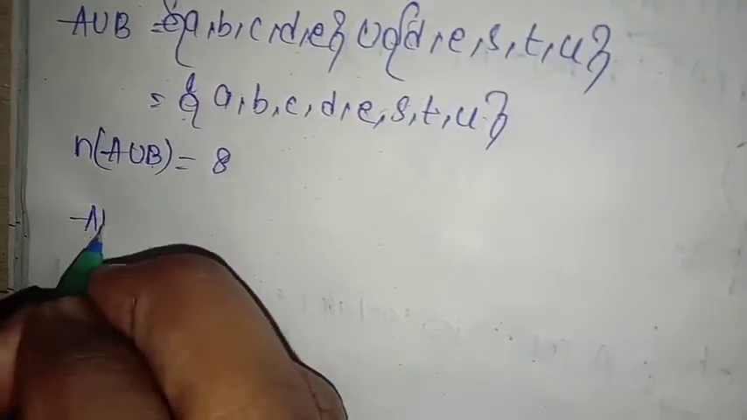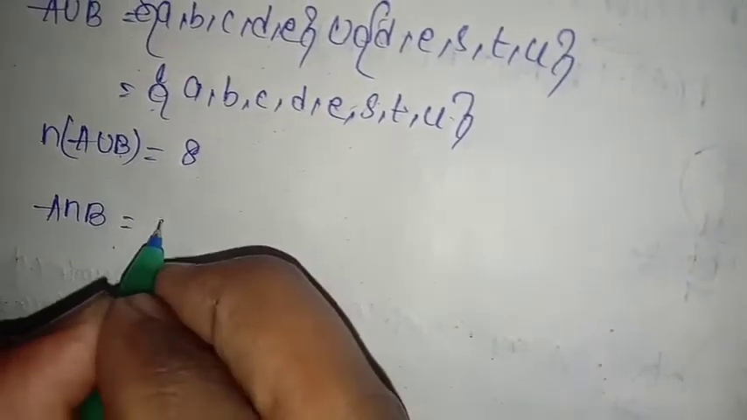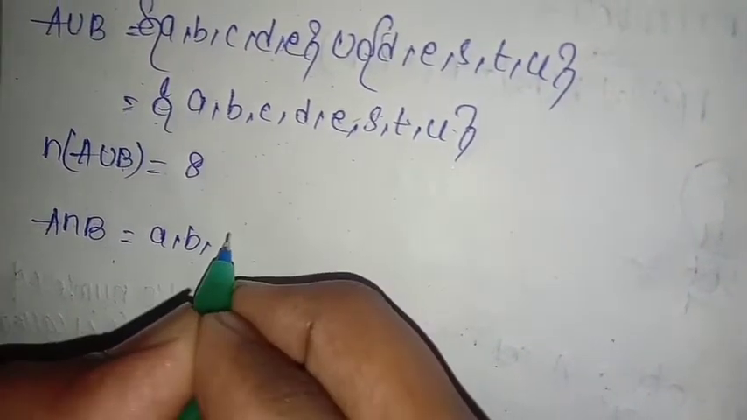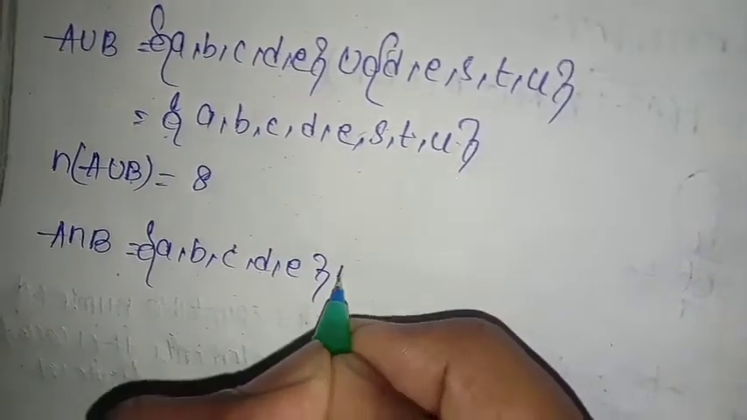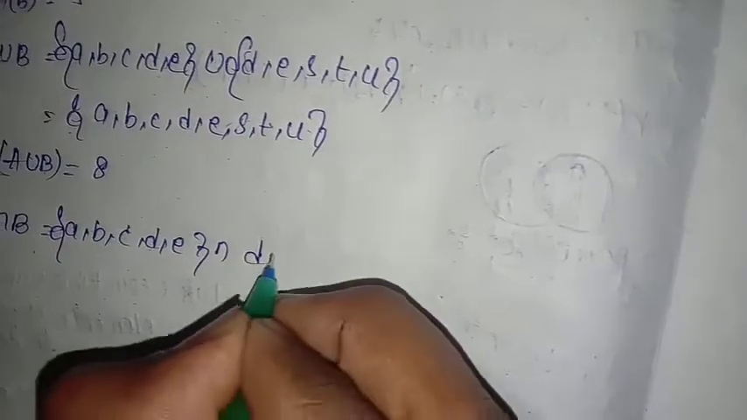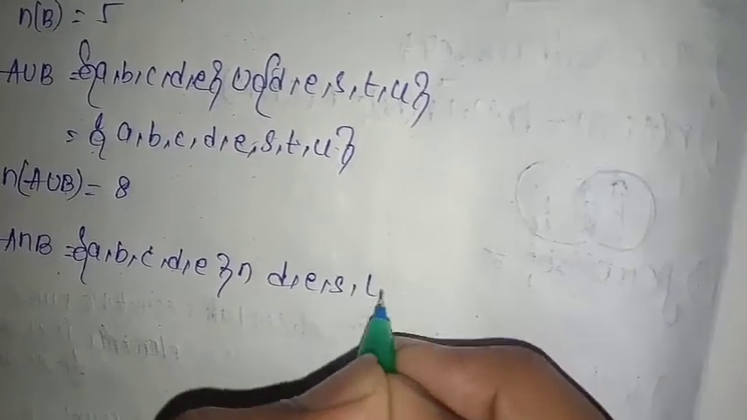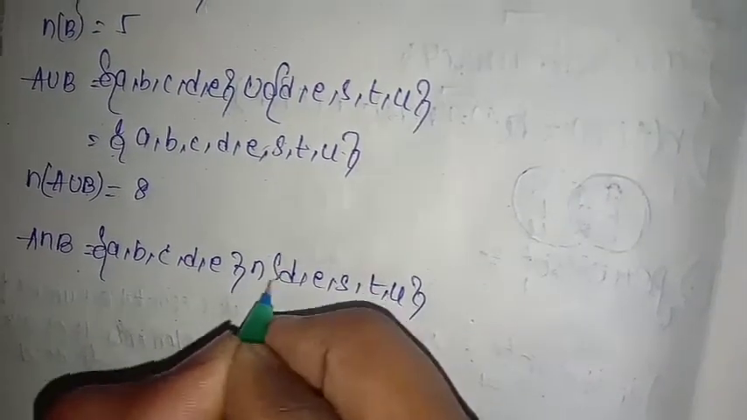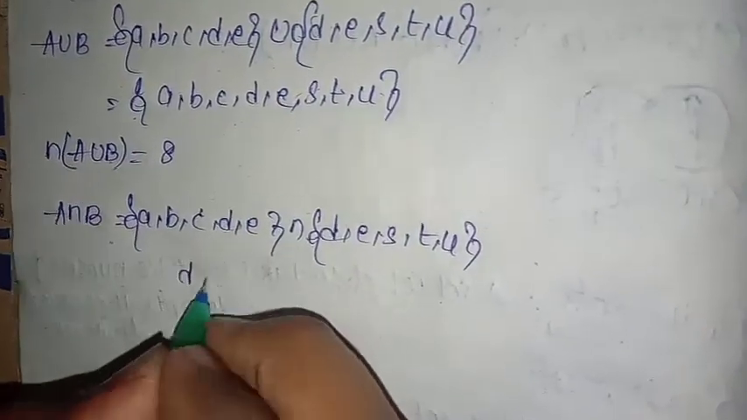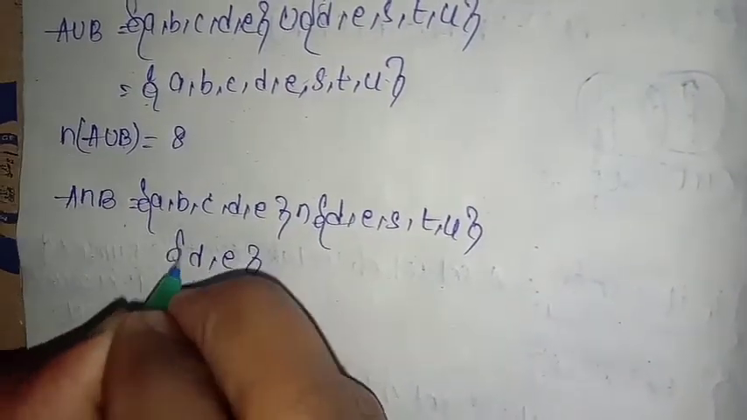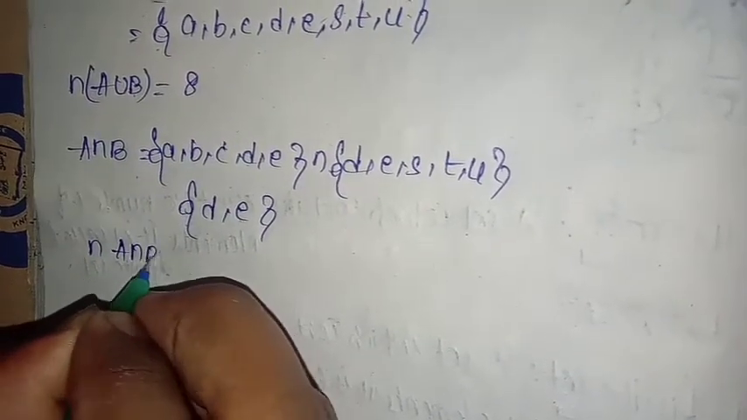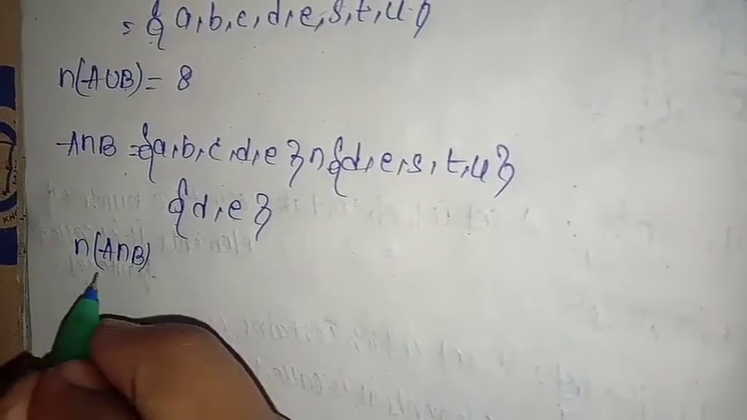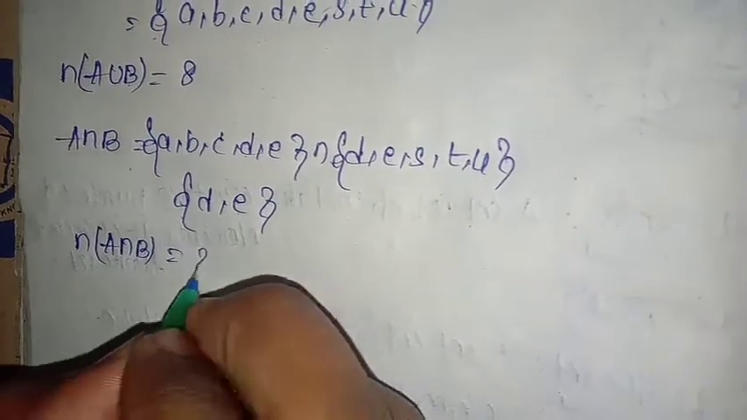Next, A intersection B. A, B, C, D, E intersection D, E, S, T, U. Their common elements are D, E. So n of A intersection B equal to 2, as 2 elements are there.